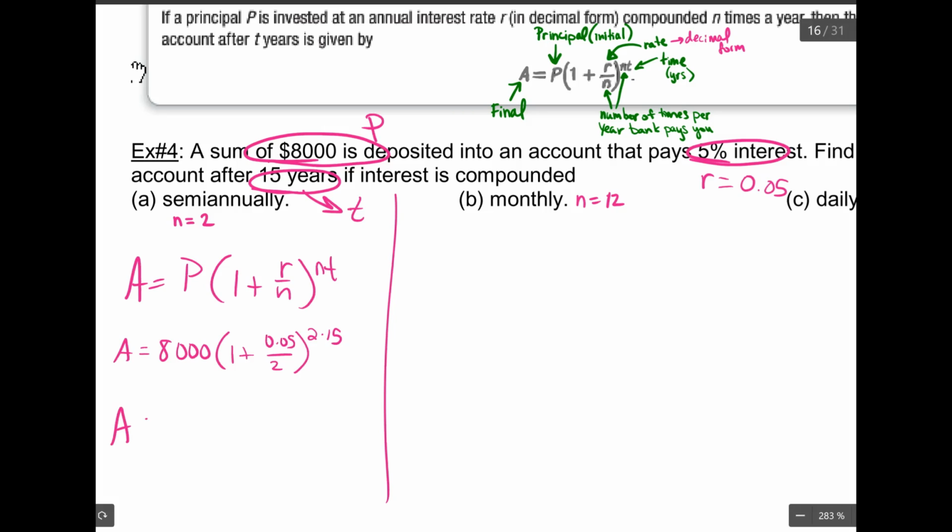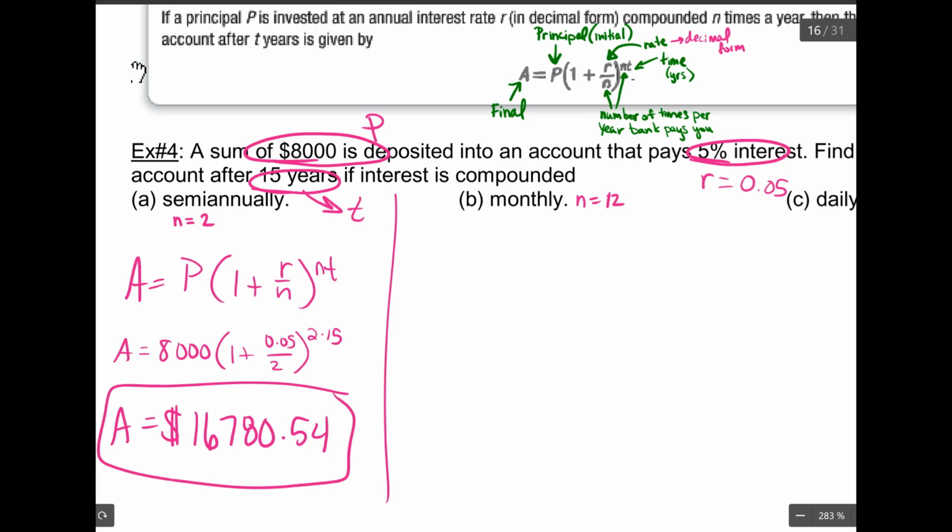I see, so $16,780.54. So the next one, monthly, is going to be roughly the same setup: 1 plus 0.05, except this time our n is 12.